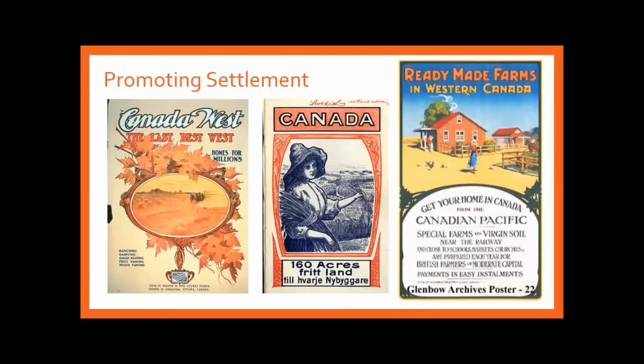And you'll notice that the posters are very bright, and the one on the right says, "Get your home in Canada." And the Canadian Pacific Railway actually would sell you a pre-built farm. So the house would be there, the barn would be there, the fences were there. You could come and just start farming if you had a lot of money to do that.